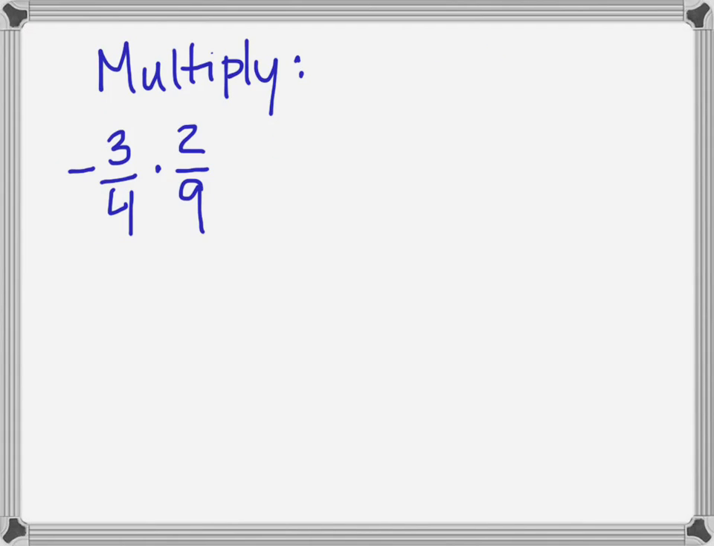Here's another example. If you're asked to multiply -3/4 times 2/9, you would multiply the numerators, -3 times 2, to get -6, and you would multiply the denominators, 4 times 9, to get 36. And then notice this one is not in lowest terms. -6 and 36 can both be reduced by the number 6.